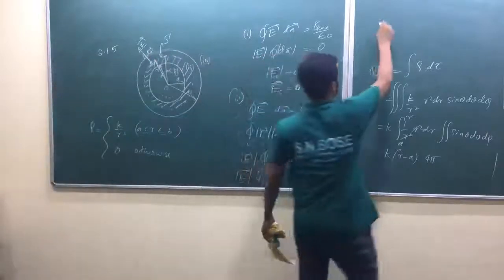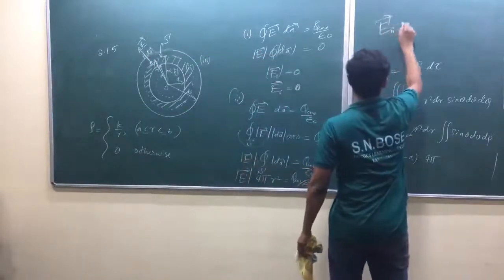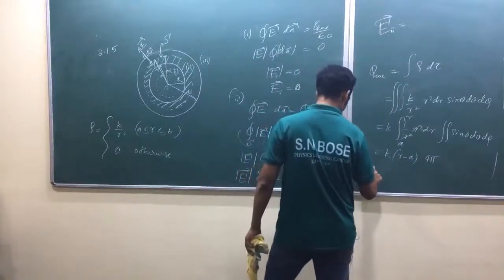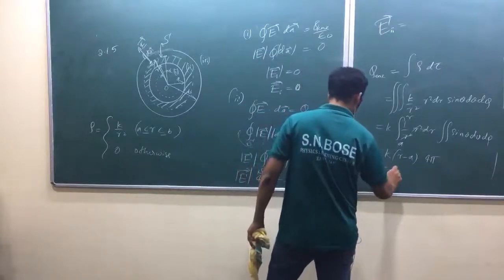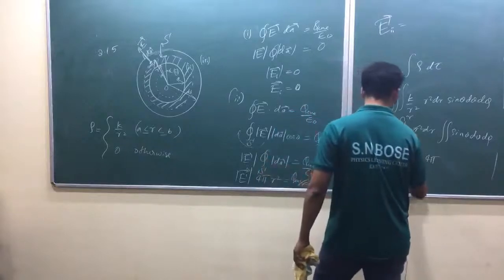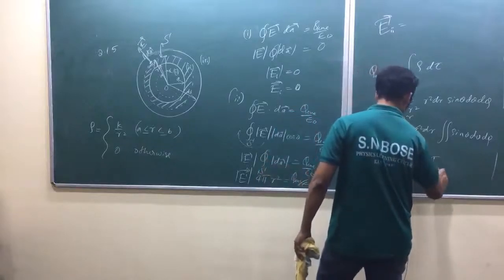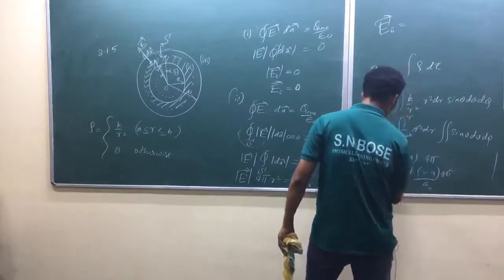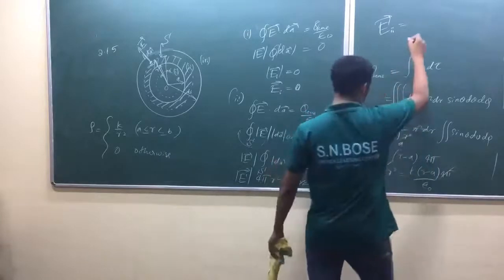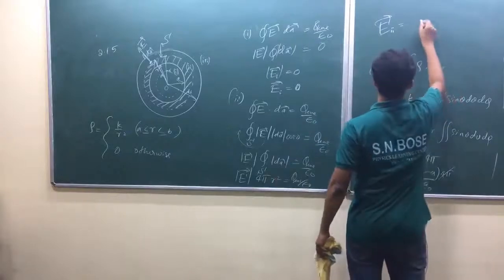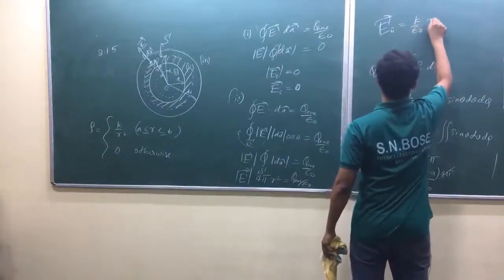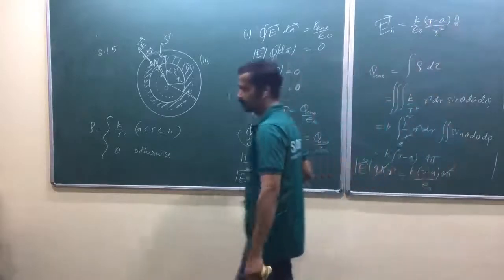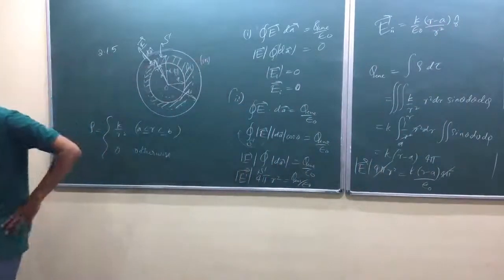Find the electric field in the second region. E times 4 pi r square is equal to K (r minus A) 4 pi divided by epsilon naught. So the electric field is equal to K by epsilon naught, (r minus A) divided by r square. That was the problem.